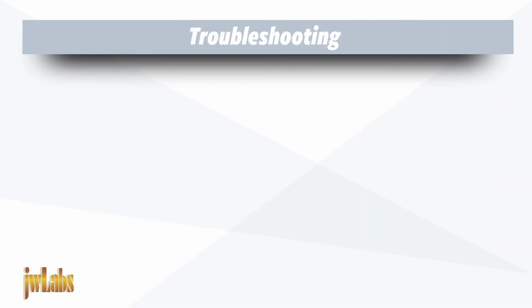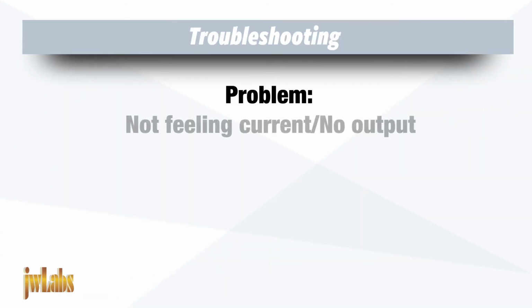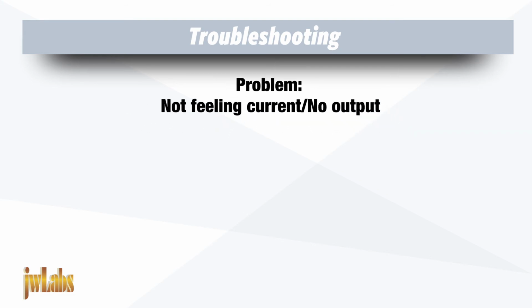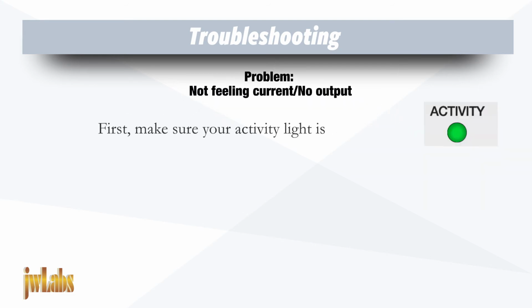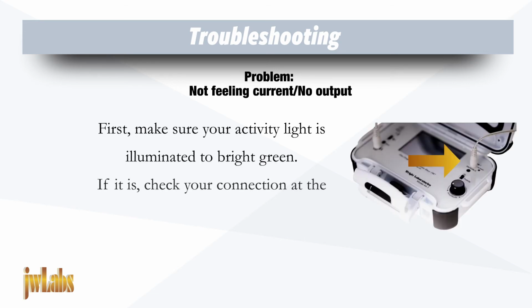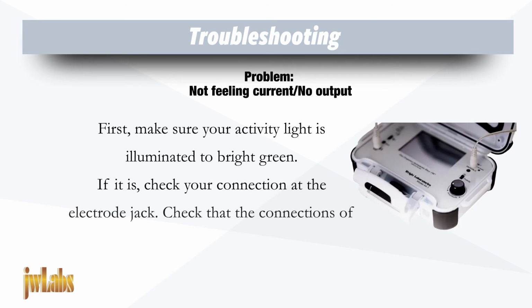Troubleshooting. Problem: not feeling current, no output. First, make sure your activity light is illuminated to bright green. If it is, check your connection at the electrode jack. Check that the connections of electrode wires are firmly in place.